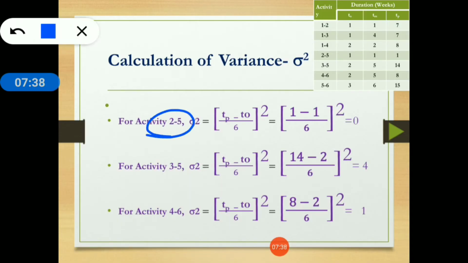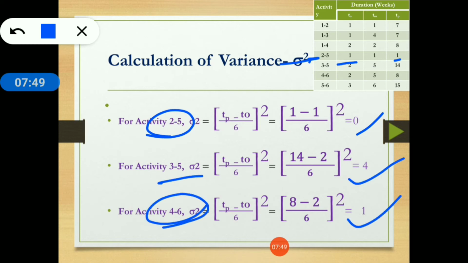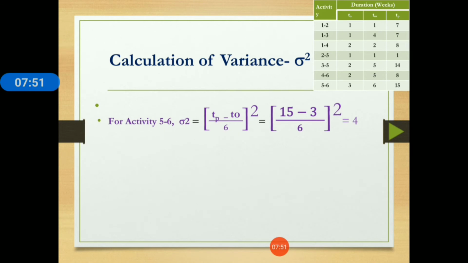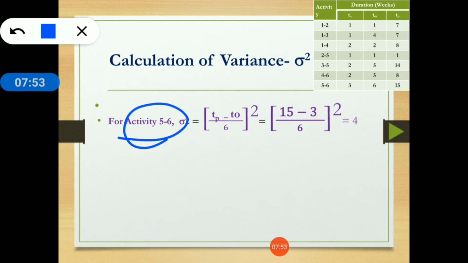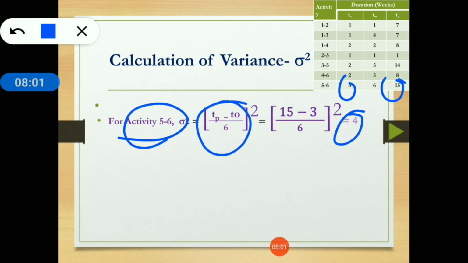For activity 2 to 5, it is 0 because 1 minus 1 is 0. Then 3 to 5, it is 4. And 4 to 6, it is 1. And for the last activity 5 to 6, (Tp minus To) divided by 6, so (15 minus 3) divided by 6, whole square, that is 4.